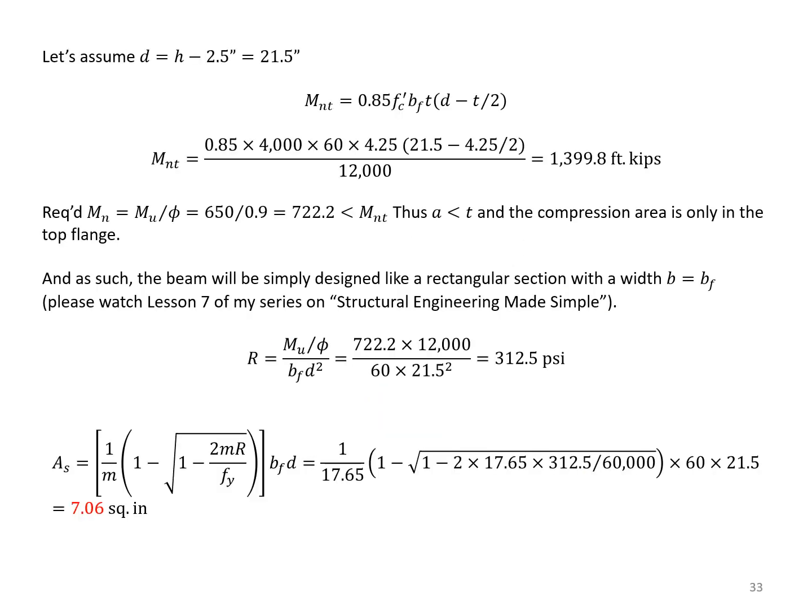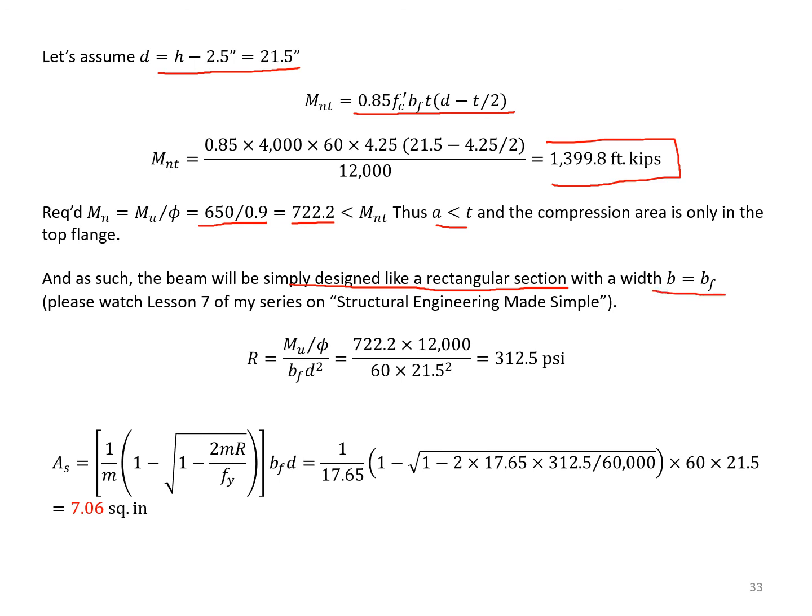Let's assume again D as H minus 2.5, and the transitional moment is the equation I gave you before, making sure units are working out, and we are talking about 1,399.8 foot kips. So how much strength do we need? 650 divided by 0.9, 722.2, smaller than the M and T, so A for sure is smaller than T. And as such, the beam will be simply designed like a rectangular section, with the width B equal to BF.